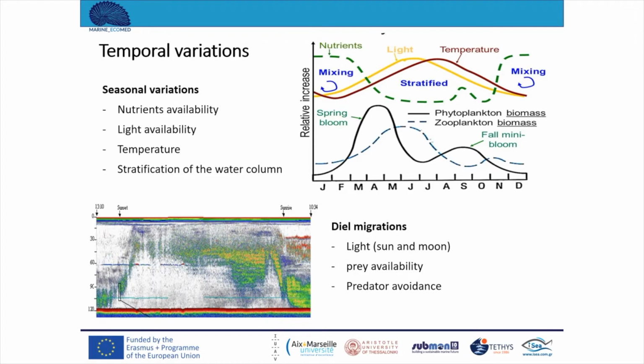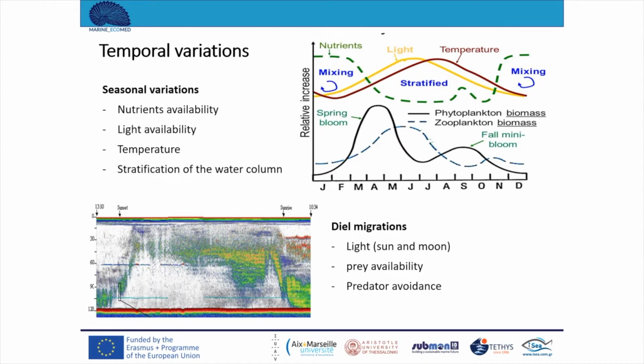Plankton in the ocean will follow different temporal variations. First, seasonal variation. Phytoplankton abundance will actually be under the control of the availability of nutrients, light, as well as temperature, and the stratification of the water column. In spring, when the water column starts to stratify, the light is higher, the temperature increases, and nutrients are still available, we can see the increase in phytoplankton biomass, what we call the spring bloom.